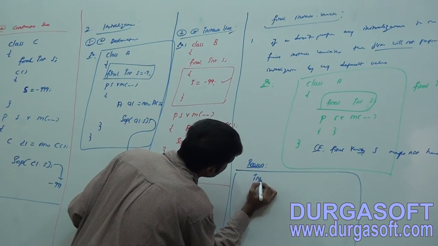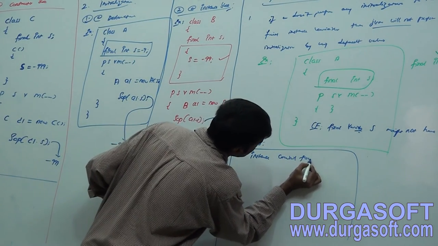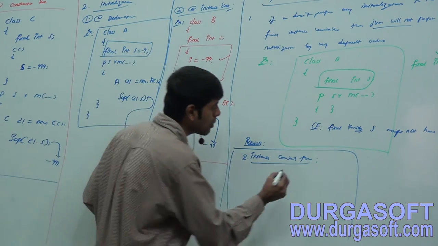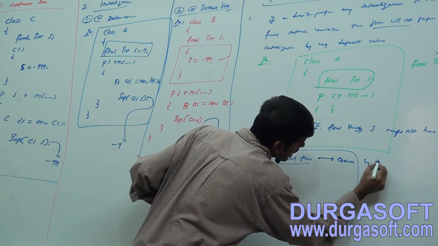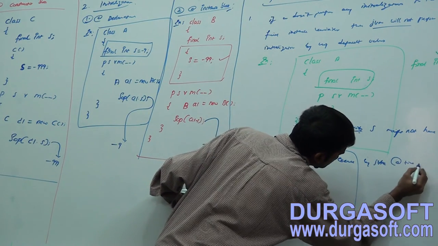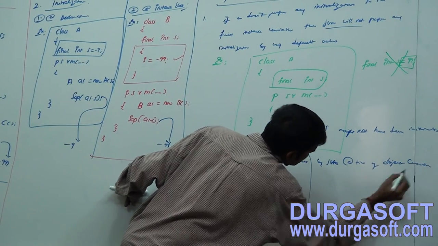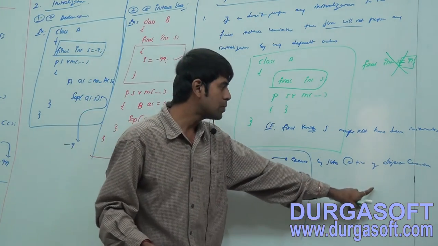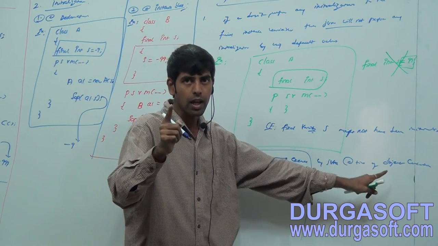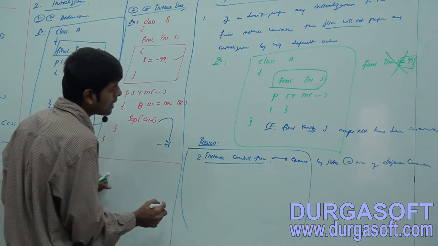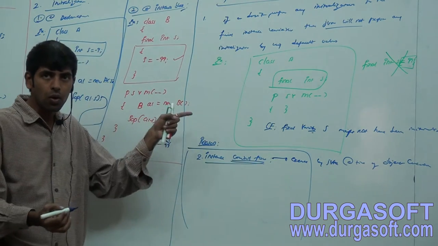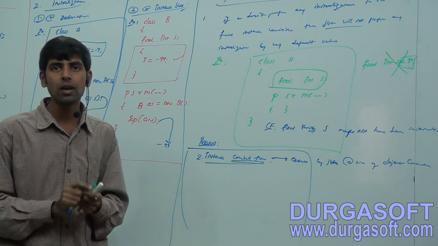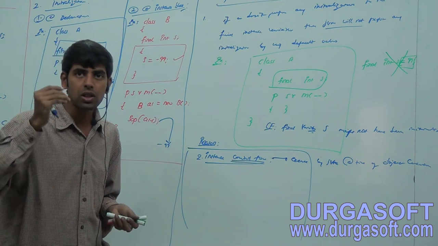Reason means, observe here, the instance control flow will get executed by JVM at the time of object creation. So this instance control flow is executed by JVM at object creation. I am telling it's a control flow. Control flow technically means a step by step process of execution.